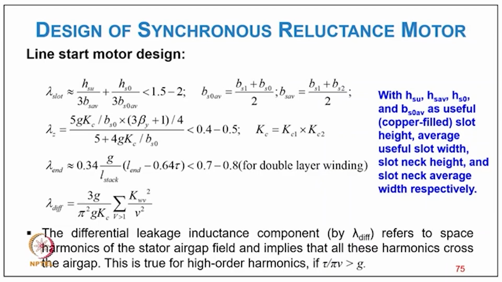So the difference leakage inductance component, lambda difference, refers to the space harmonics of the stator air gap flux and implies that all these harmonics cross the air gap, and this is true for higher order harmonics if tau_p/v is greater than v.